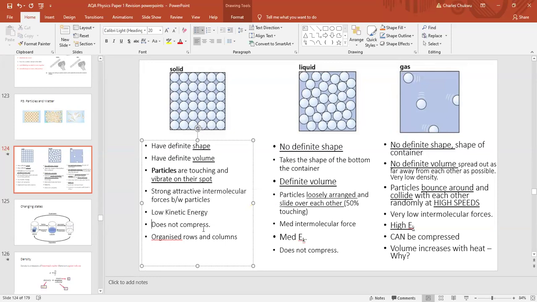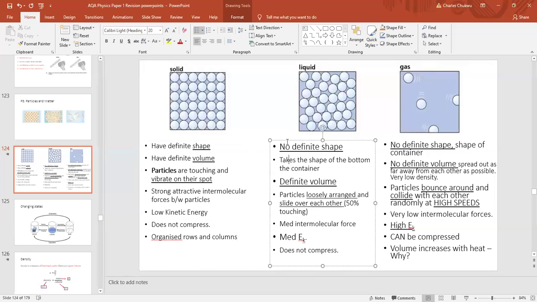They do not compress. You cannot compress them because of that shape that they have. Okay. And then what do you have for the last thing? They are in organized rows and columns. That's the lattice structure we talked about.